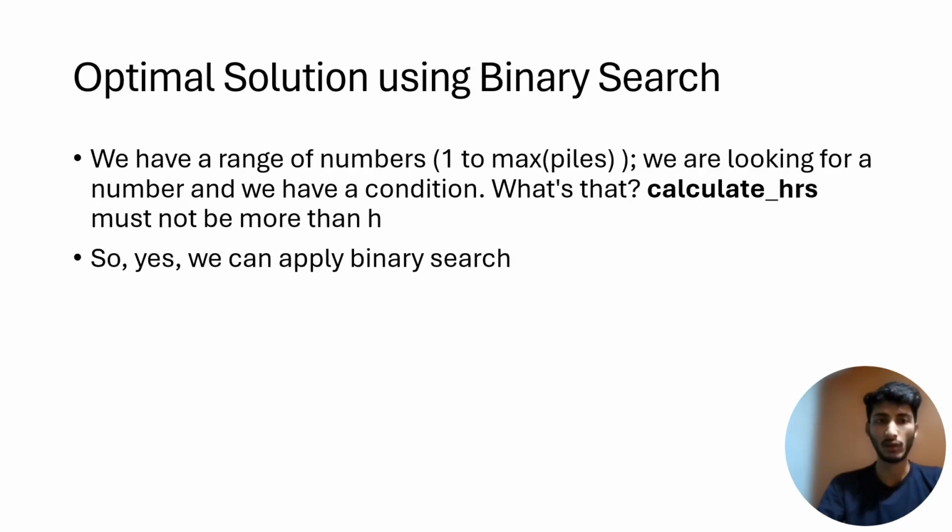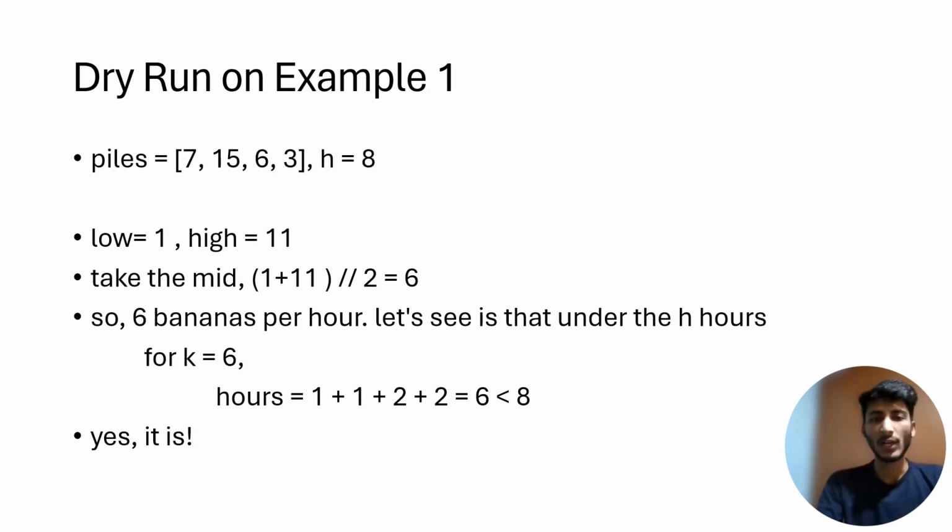Now let's see how we are going to do that. Let's try to understand it with the very first example. As you can see, here are the same piles of bananas and the same number of hours, which is 8. But this time, instead of linearly going from 1 to the maximum of the array, that means 1, 2, 3, 4, 5, I'm going to use binary search. How? I'll take low as the minimum number of bananas, and high as the maximum value available in the array. Then I will find the mid value, the mid number of bananas.